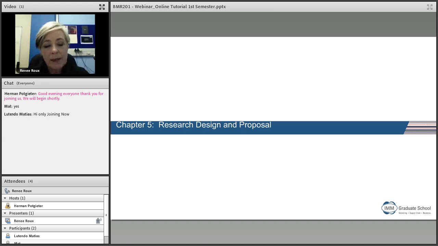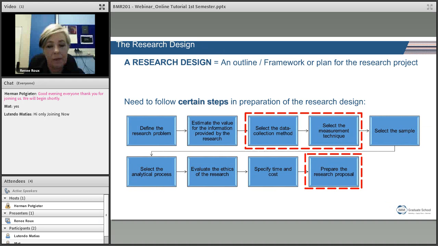Chapter 5, your research design and proposal. Now, if we look at a research design, it just means it's the outline, a framework or plan for the whole research project. And there are various steps in it. You define the research problem, which we've discussed. You estimate the value of the information provided by the research. That is part of your preliminary phase of the research process, where you look at whether there's information available already, whether it's still necessary to do the research.